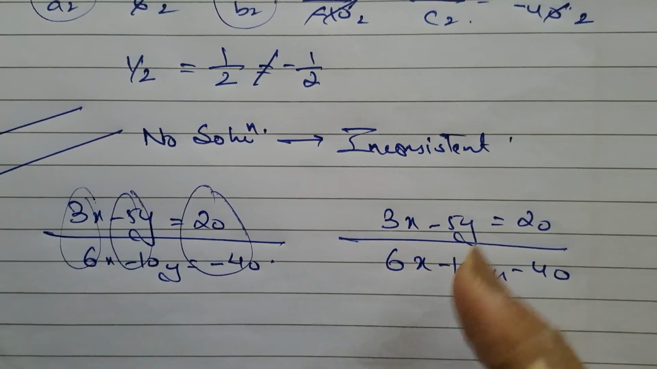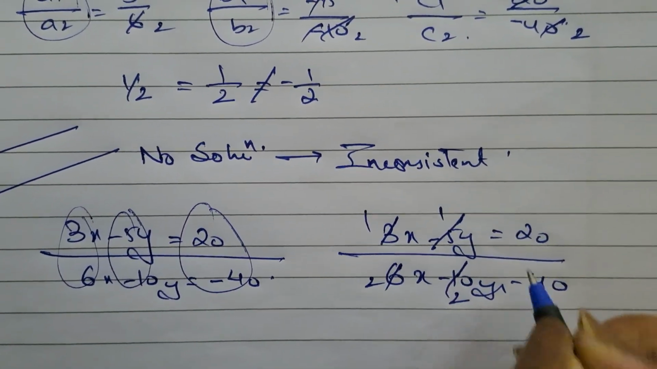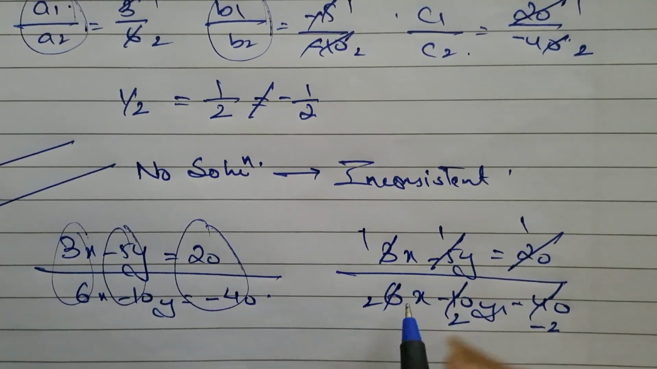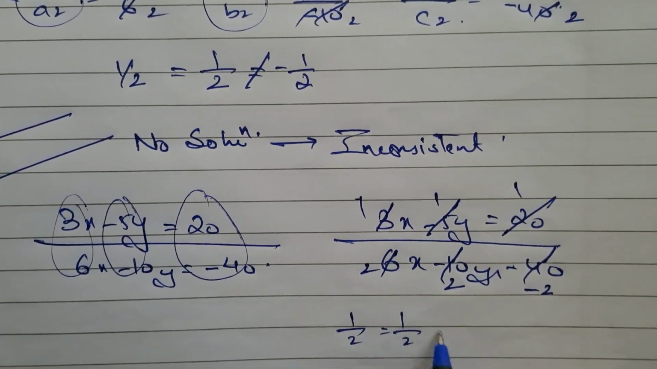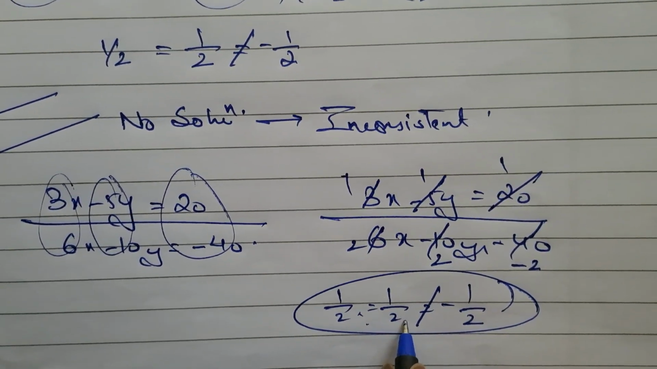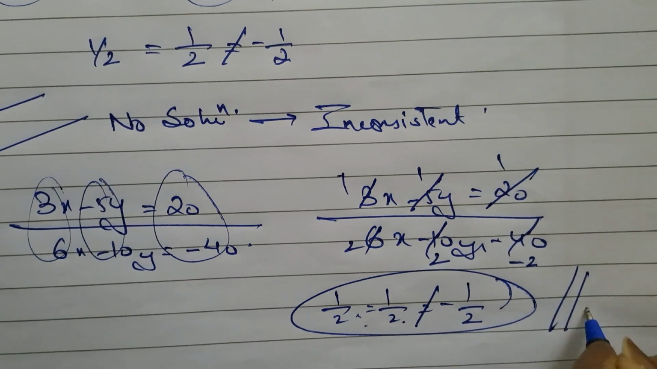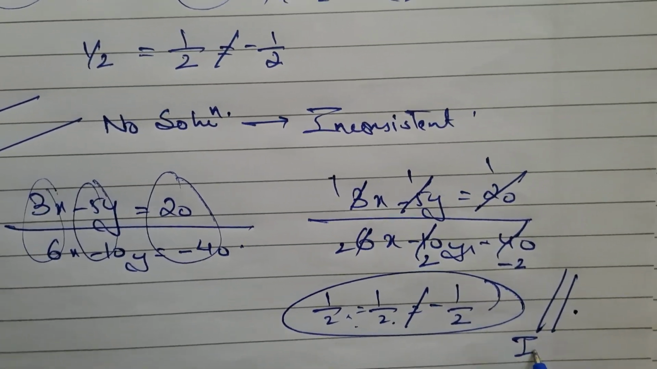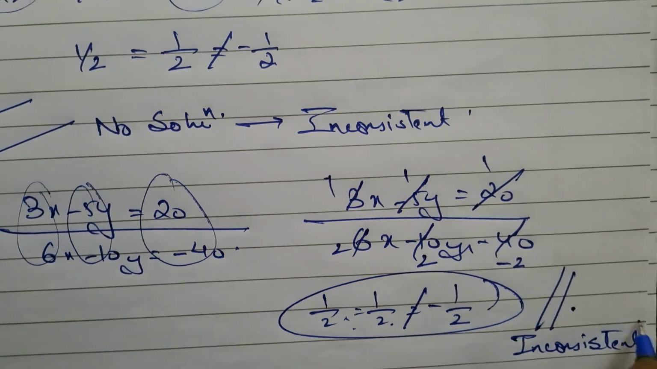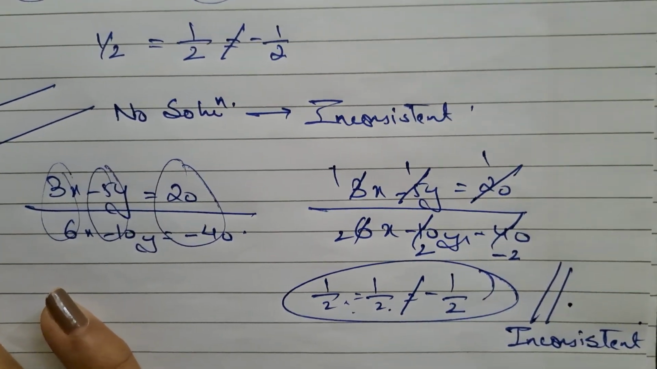Dividing, 3 by 6 is 1 by 2, 5 by 10 is 1 by 2, and 20 by minus 40 is minus 1 by 2, because the minus remains. Then I take 1 by 2 is equal to 1 by 2 is not equal to minus 1 by 2. Here I can say a1 by a2 is equal to b1 by b2, but not equal to c1 by c2. So the set of lines are parallel and inconsistent, is what I'm going to declare here. That's how quick and fast I'm going to do the questions in the examination.